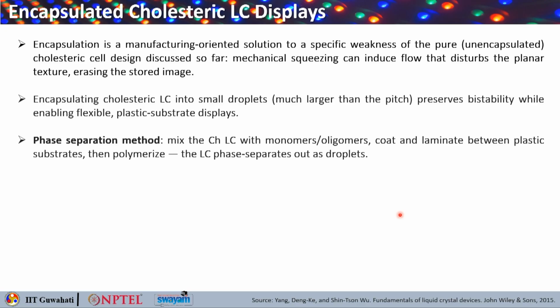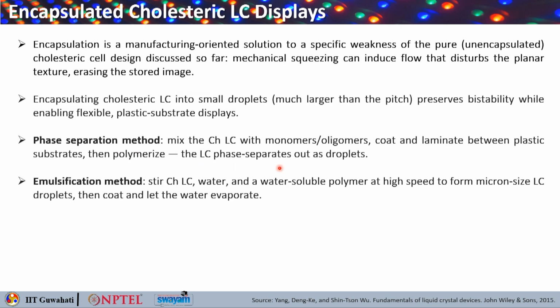You can mix the cholesteric liquid crystal with monomers or oligomers, then coat and laminate them between plastic substrates, and finally polymerize. That way the liquid crystal phase basically separates out as droplets. Next comes the emulsification method, where you mix the liquid crystal, water and a water soluble polymer at high speed to form micron sized liquid crystal droplets, and then you coat and let the water evaporate.